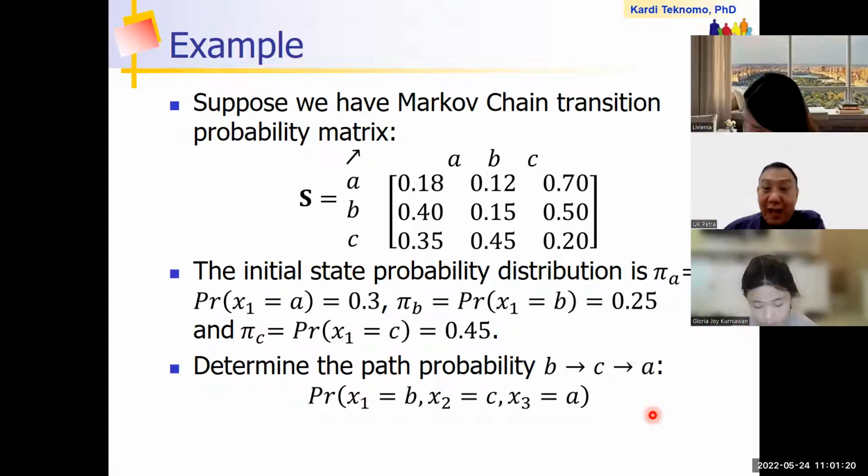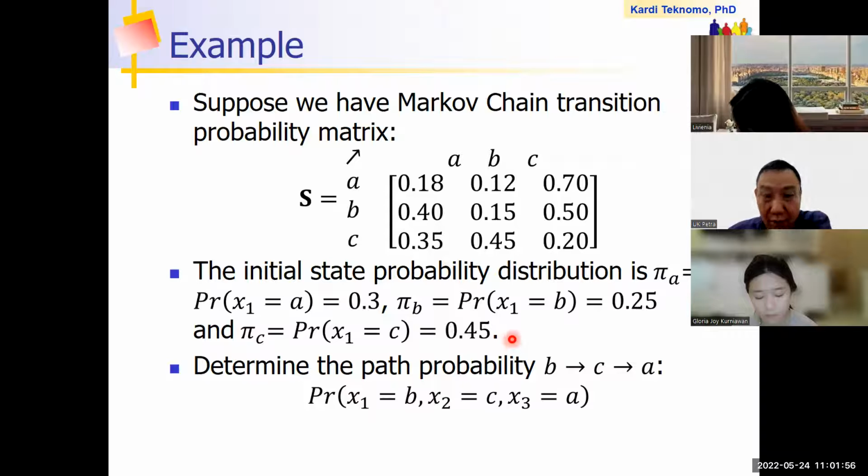So I have a new one. Suppose this is your transition probability matrix. This is your Markov chain. Okay. Now I'm giving you the initial state. Yeah. VA, at time 1, x1 equal A is 0.3. Okay. VB, x1 equal B is 25. And then VC, x1 equal C is 45.